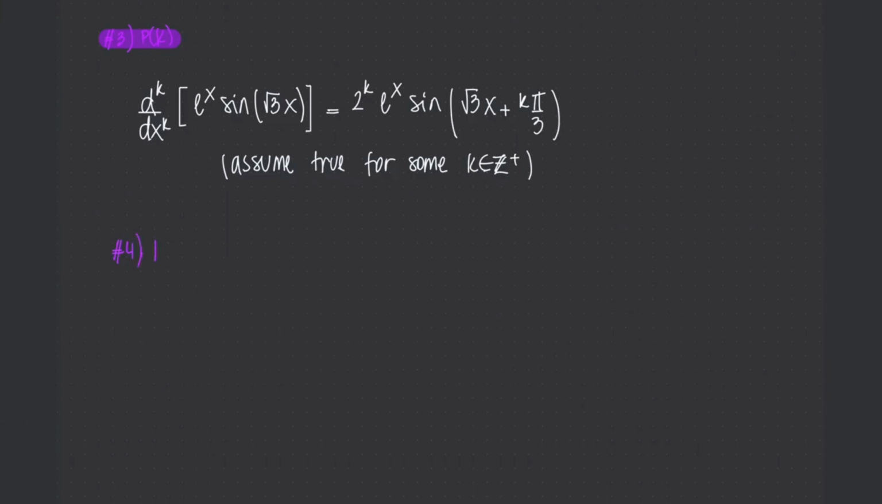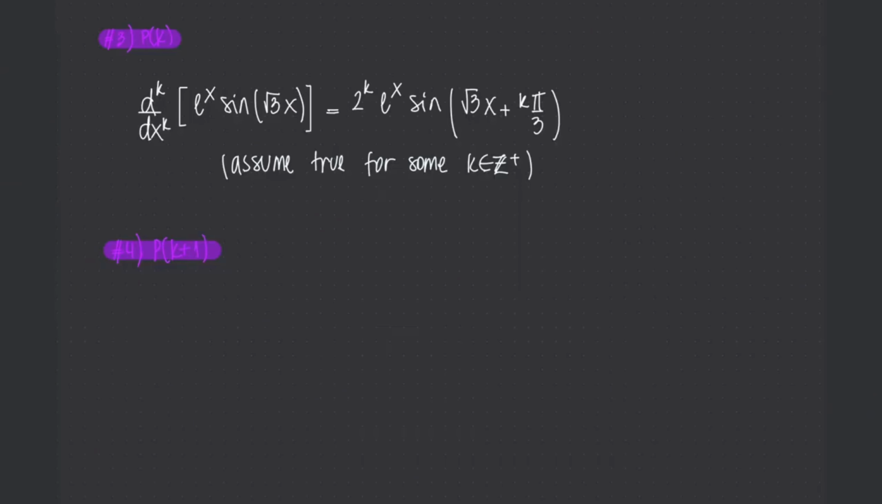All that is left is the hard work of actually finding or calculating P of k plus 1. We're going to state what P of k plus 1 is, and then by differentiating P of k, which we are assuming is true, we're going to get to the right-hand side of P of k plus 1. Now let's do this step by step.